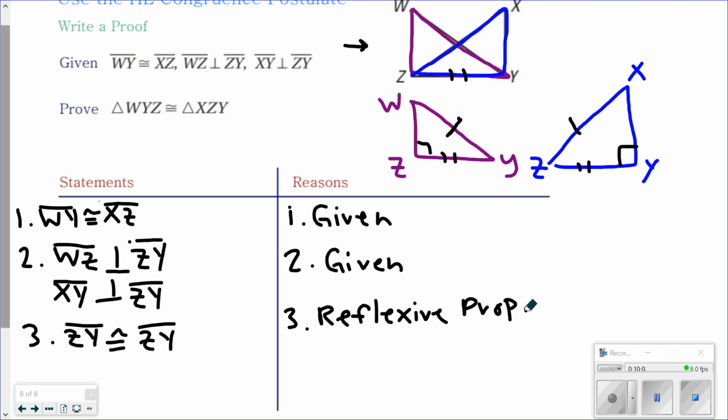And so now I have two right triangles. I know that the hypotenuses are the same. I know that I have a leg that is the same. So therefore, these two triangles are congruent. So triangle WYZ is congruent to triangle XZY by the hypotenuse leg theorem.